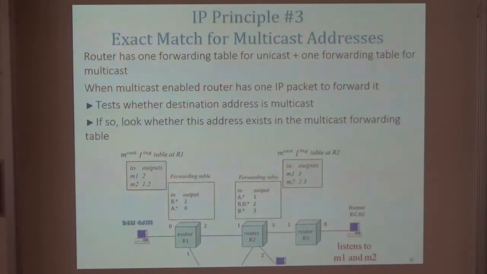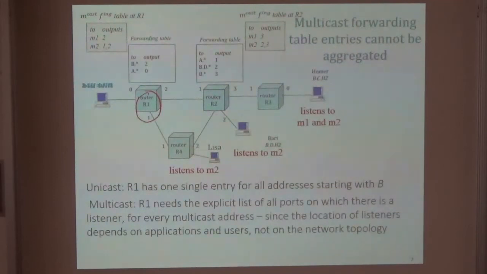And of course, there is no possible aggregation. For example, we see here a case where one of the receivers is receiving M1 and M2, and two other guys are receiving only M2. There is no way in router R1 to aggregate the addresses M1 and M2, for example. You have a completely different distribution tree for each of the addresses.